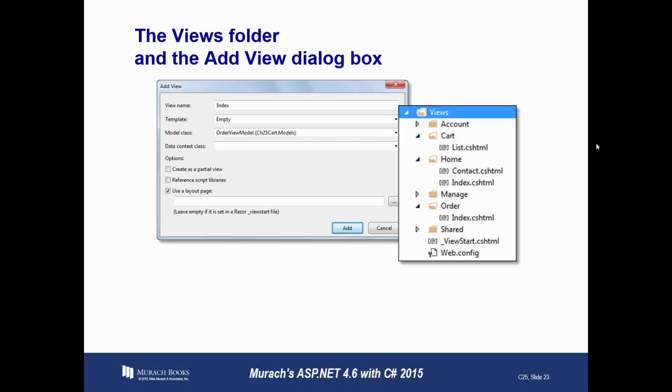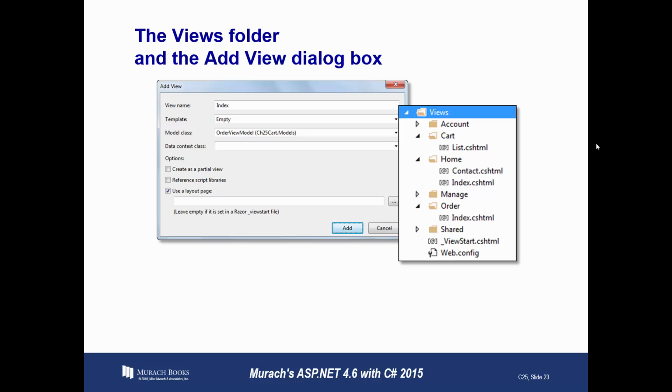The figure that you see here, which is also on page 881 in the book, shows the expanded views folder for the shopping cart MVC app and how you can add a new view to it. The view files in the account and manage folder were generated automatically by the template and they haven't been changed. The view files in the home folder were also generated by the template, but they've been modified for the app. The about view file has been deleted. The order and cart folders and the view files they contain were added using the method described in this figure.